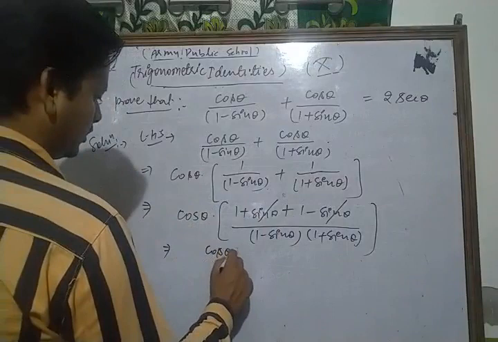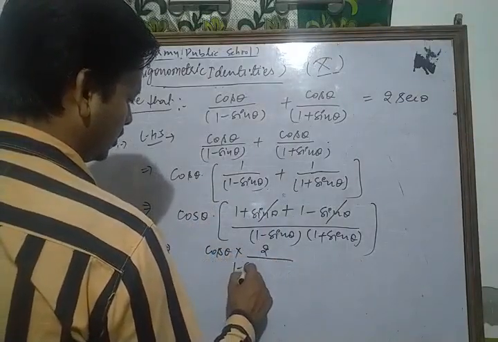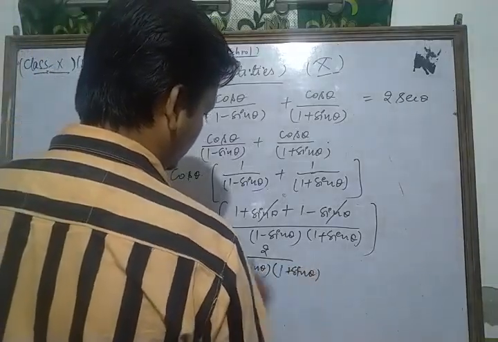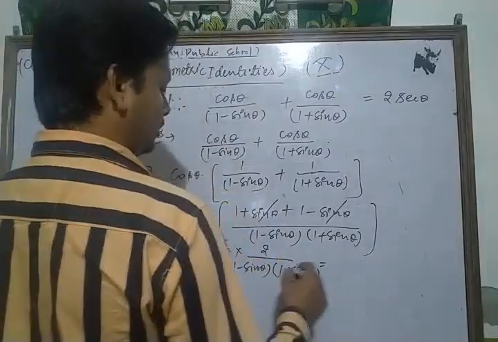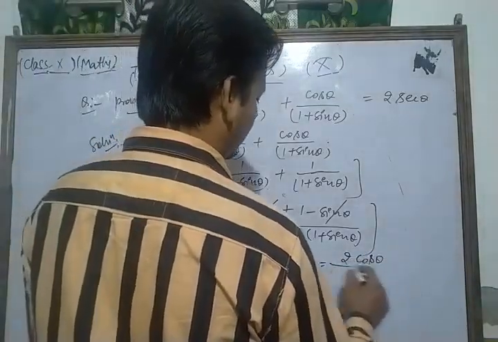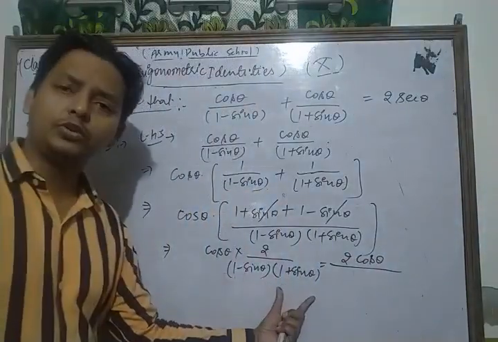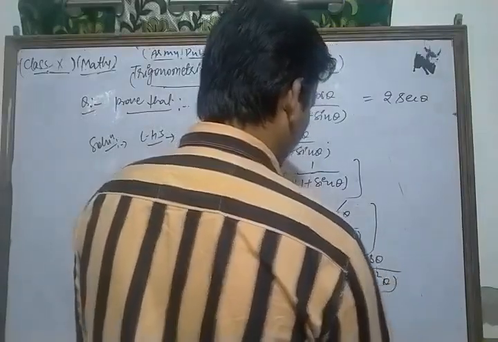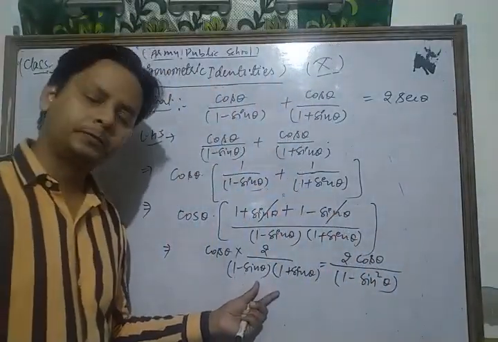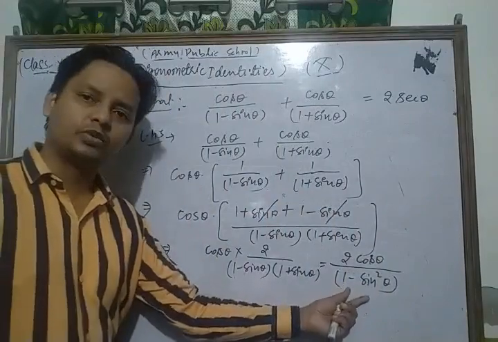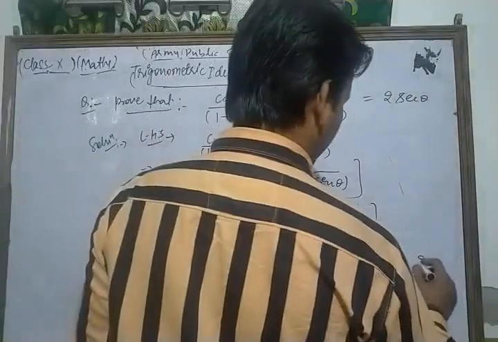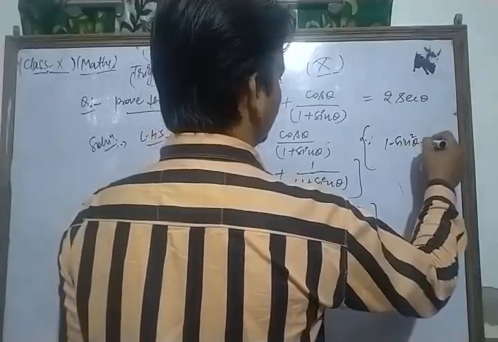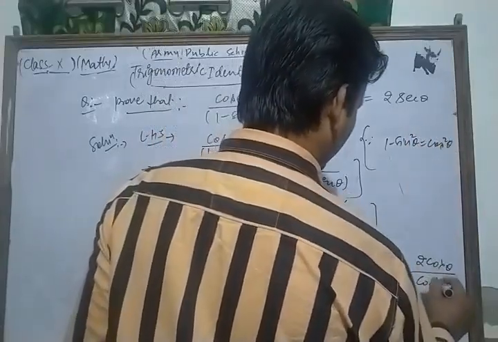So we get cos theta into 2 upon 1 minus sin theta into 1 plus sin theta. So we get 2 cos theta upon, now look, this is of the form a minus b into a plus b. So we write 1 minus sin square theta, a square minus b square, where a is 1 and b is sin. And you know that 1 minus sin square theta is equal to cos square theta. So we write cos square theta.